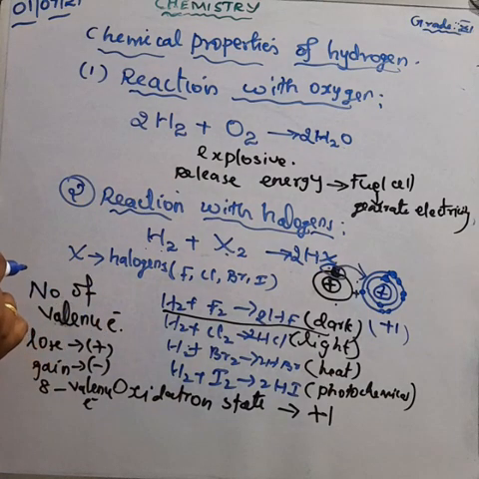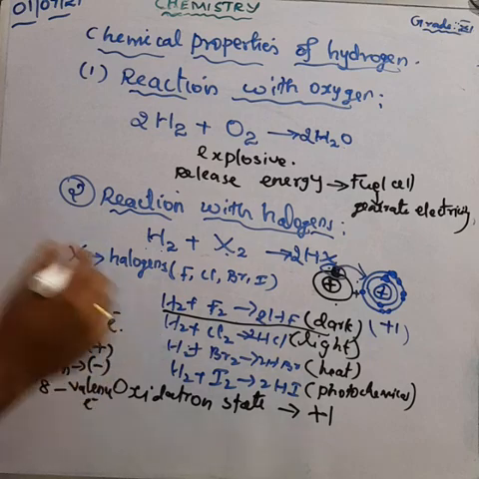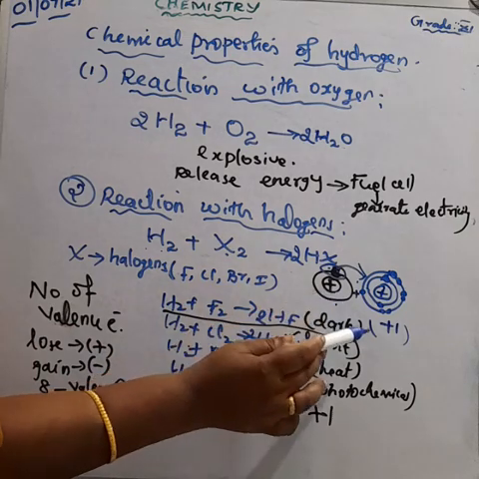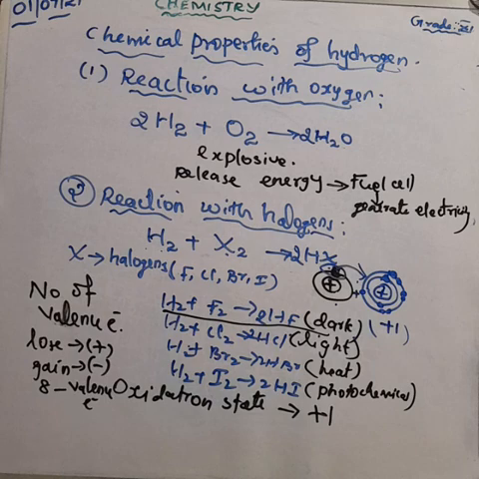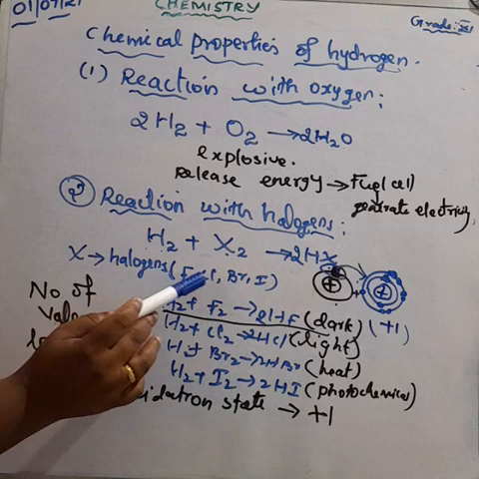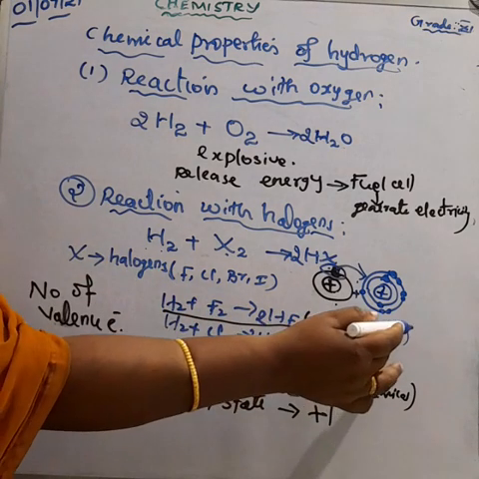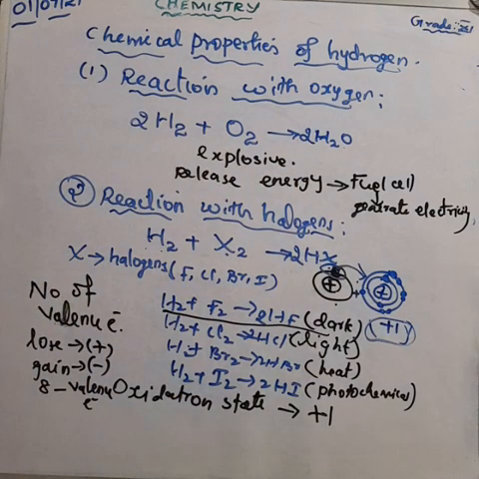When it gains 1 electron, what is the oxidation state of hydrogen? -1. Here for this reaction, what is the oxidation state of hydrogen? Sorry, +1. So in the reaction with halogens, when hydrogen combines with halogens, halogen means fluorine, chlorine, bromine, iodine, what is the oxidation state of hydrogen? +1, because it lost 1 electron to the halogens. Okay, understood? This is the reaction with halogens.